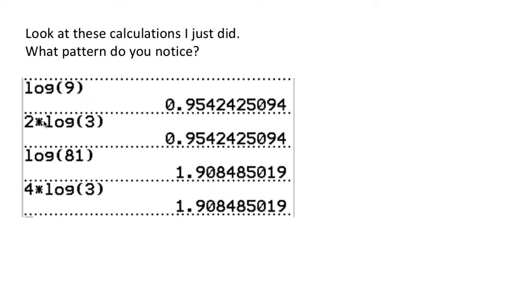Log 9 is the same as 2 times log 3. If I double that again, I get this one, which is log 81, which is 9 squared. But it's also 3 to the power 4. So do you see the pattern? Log A to the power x equals x log A.